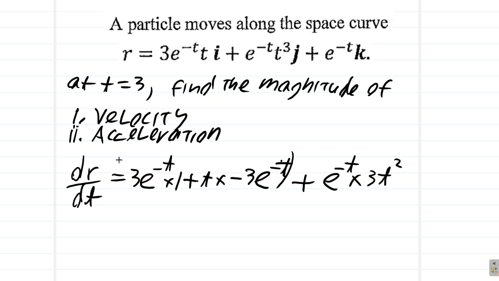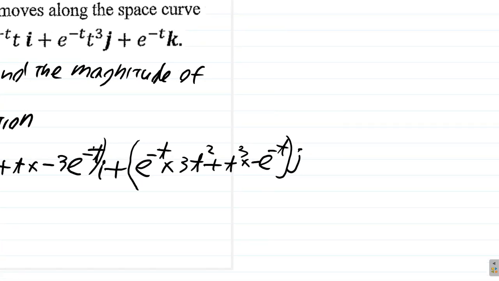Oh, by the way, I left off the direction. It's i, right? So this part is going to be j. You hold e to the negative t times the derivative of 3t cubed to get this, plus hold t cubed times the derivative of e to the negative t, which gives negative e to the negative t, j, plus then you differentiate e to the negative t to get negative e to the negative t again, chain rule again, right? k.